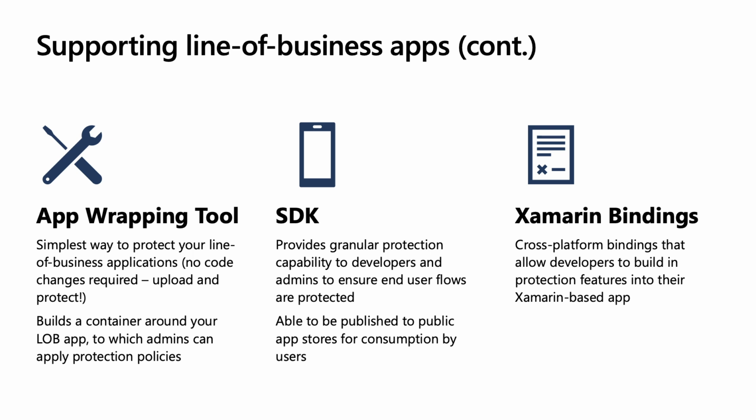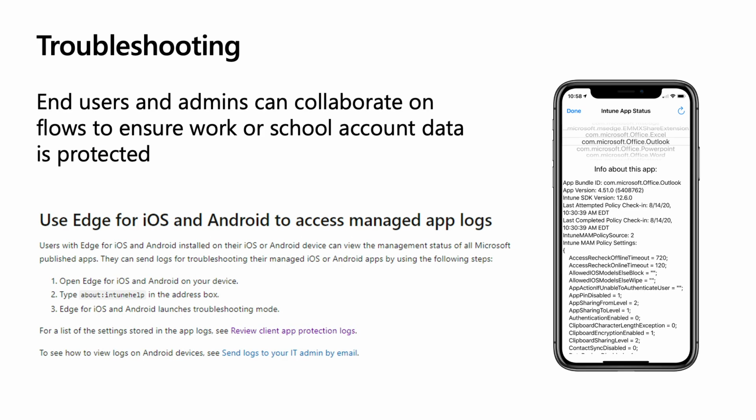Now, troubleshooting. End users and admins are actually able to collaborate on flows to ensure that work or school data is protected. This happens with our troubleshooting workflow. We essentially get to use the Microsoft Edge browser for iOS and Android to access managed app logs. If an end user runs into a particular issue or flow, they're able to provide app logs to their admin, who can investigate what policies are actually reaching the device versus what the admin expected on the device.